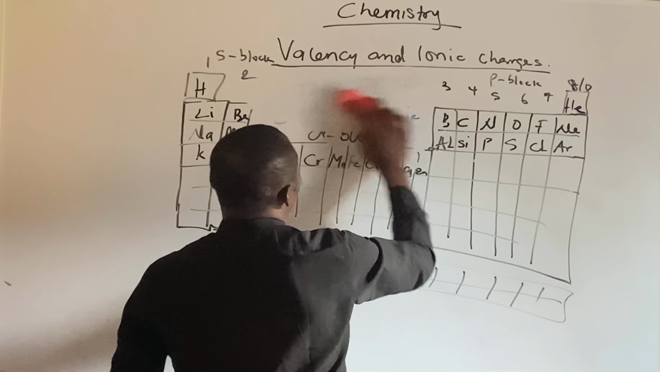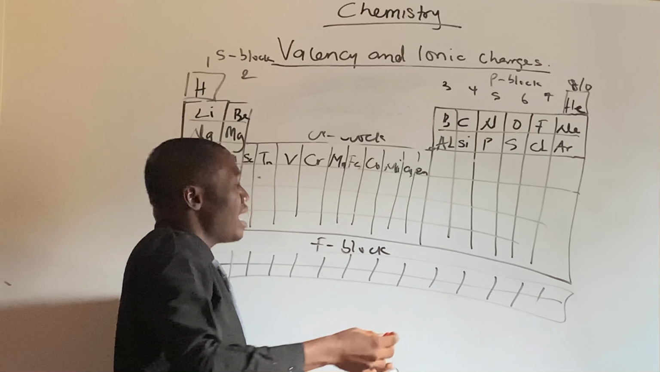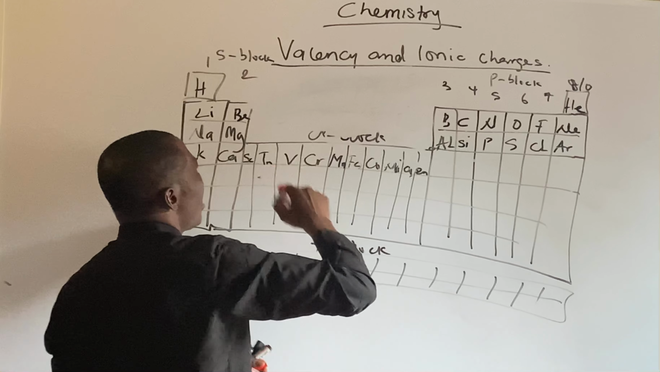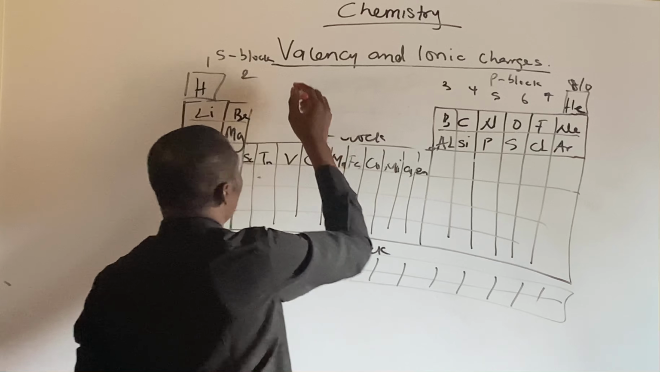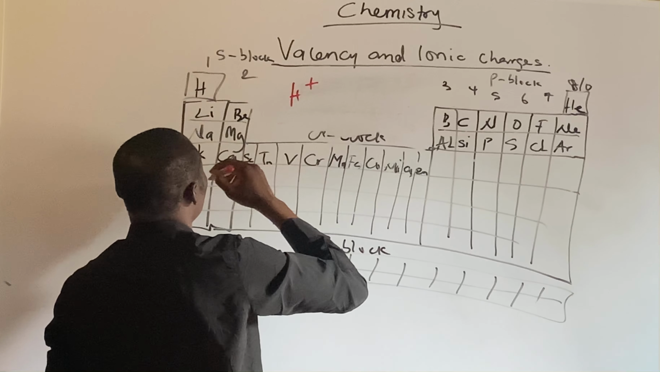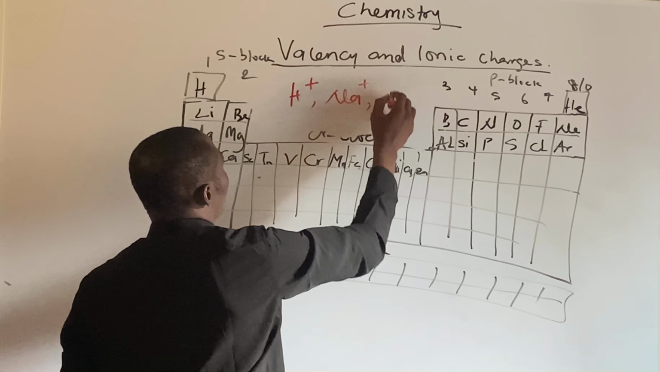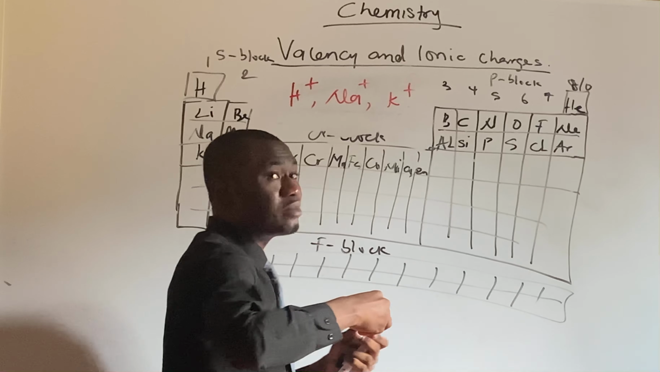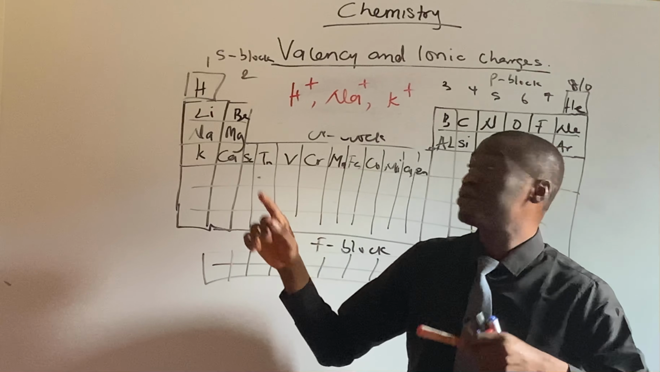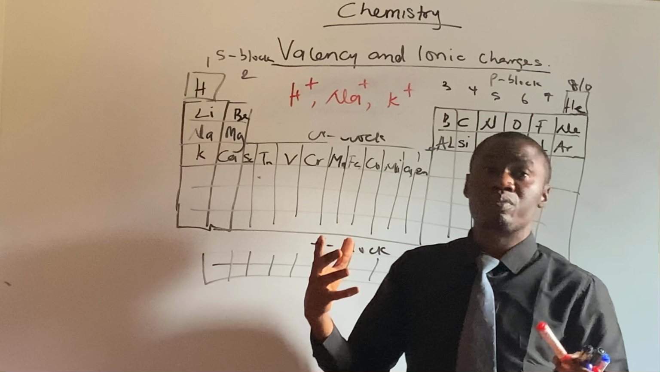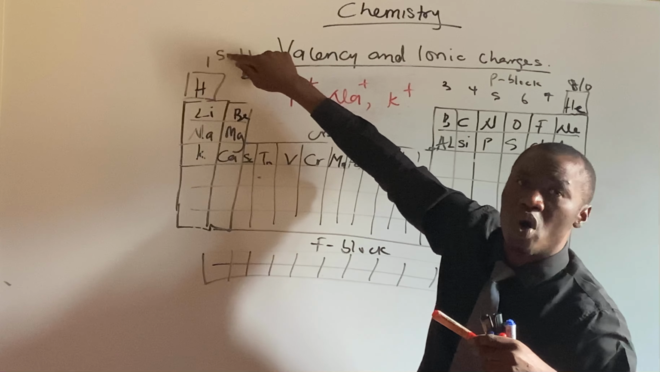Now we have group 1. Any element in group 1 should have a plus 1 charge. That is the ionic charge. So hydrogen is plus 1, sodium is plus 1, potassium is plus 1. So next time your chemistry teacher writes sodium to be plus 1, hydrogen to be plus 1, potassium to be plus 1, it is because all the elements here carry a plus 1 charge.